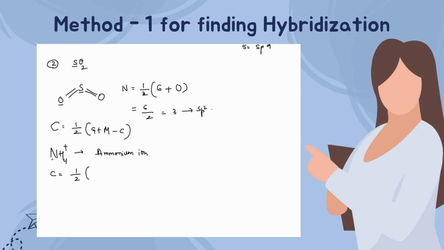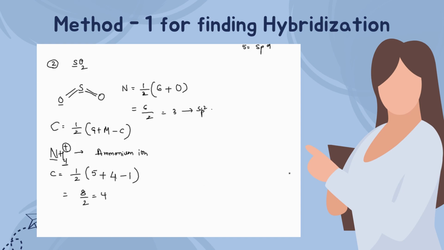Half into, again the central atom is nitrogen, because nitrogen's maximum valency is 4 and minimum is 3, compared to hydrogen. Hydrogen valency is only 1. So the group number of nitrogen, which belongs to the fifth group or nitrogen family, plus the number of monovalent atoms, which are 4 around nitrogen, minus the total charge, which is plus 1 on the ammonium ion. You need to remove that charge from the overall value. So it is 5 plus 4 is 9, minus 1 is 8 by 2, which is equal to 4.